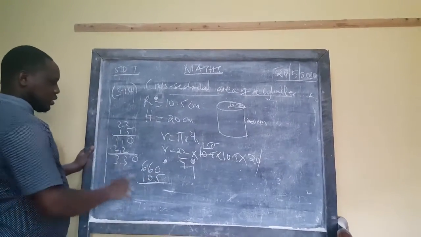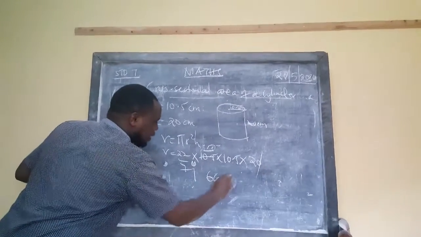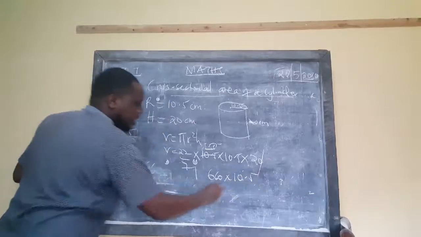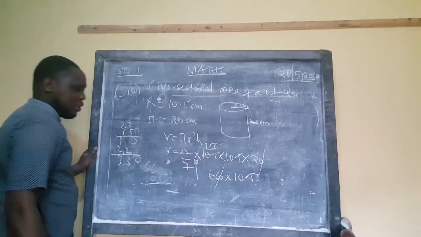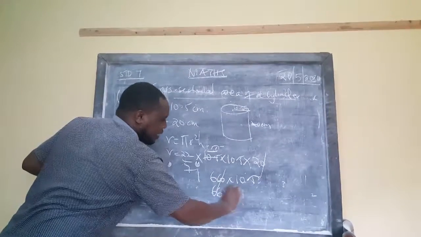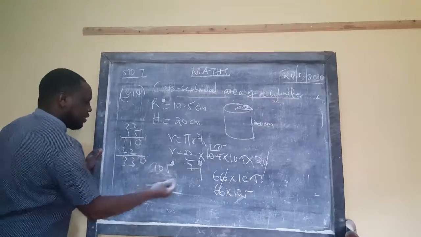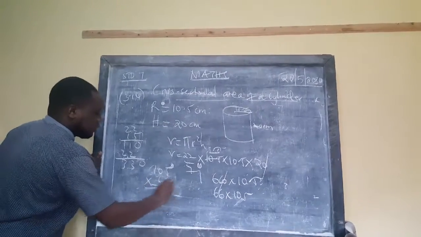Okay, we can do this. If you are multiplying 660 times 10.5, this one is going to remove this, so this is going to remain 105. So 66 times 105. To simplify the work, 105 times 66.